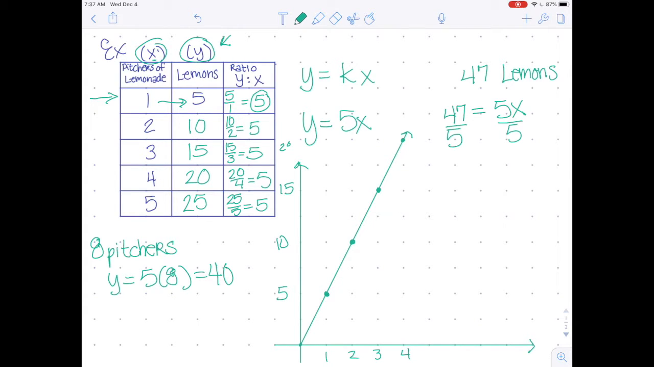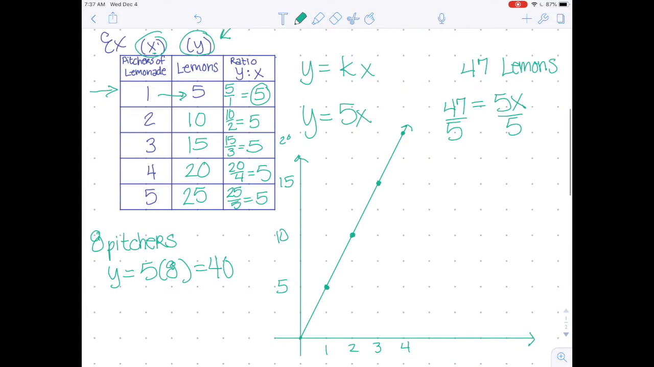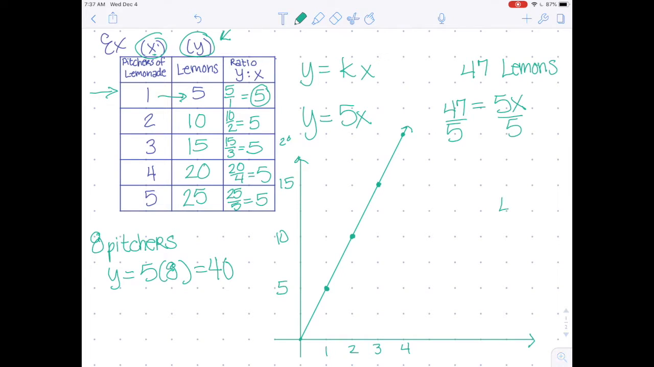is not going to come out evenly, right? But we're going to get 5 goes into 47 9 times, and there's going to be 2 lemons left over, so we can't make more than 9 pitchers because that's all we have. So 9 pitchers would be our answer here, because we would need more lemons to make a 10th pitcher.